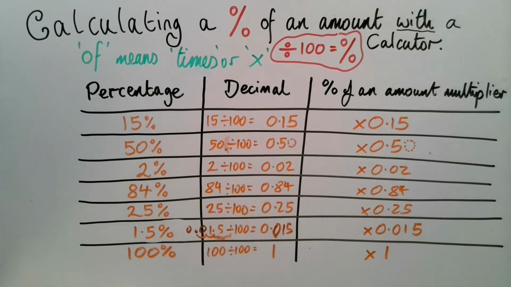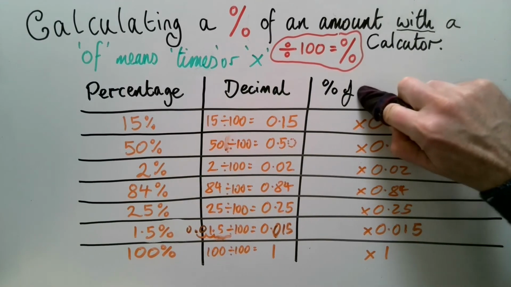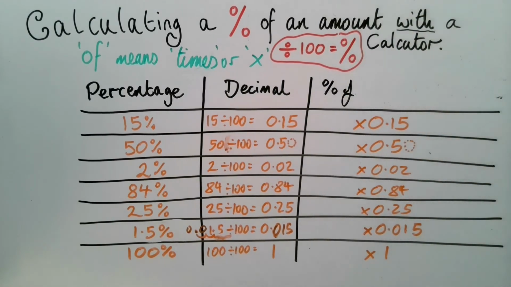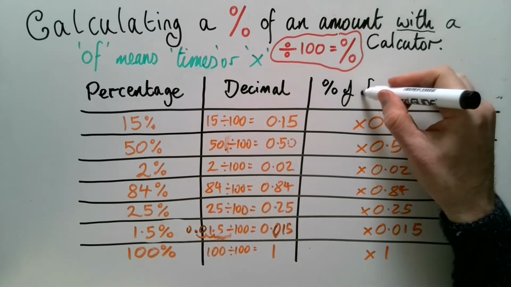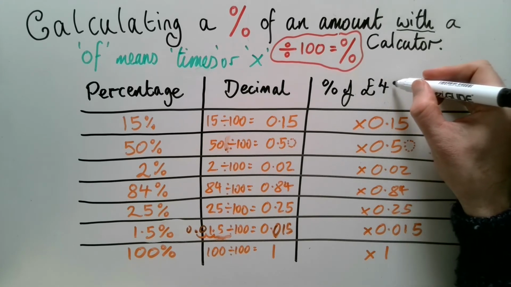Right, now that we've done that table, we're not going to just wipe it all off quite yet. We're going to practice finding the percentage of an amount. Instead of having an amount multiplier here, let's have an amount. Let's have a sneaky amount like, let's have some money, £43.